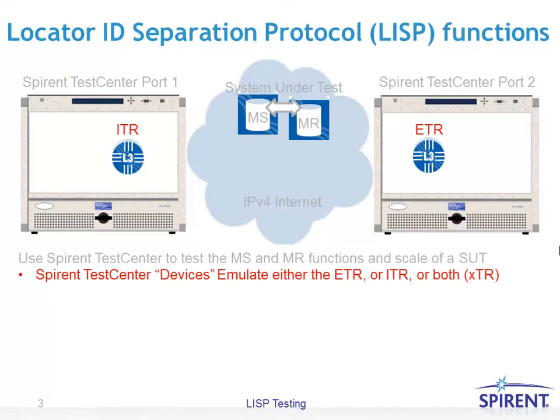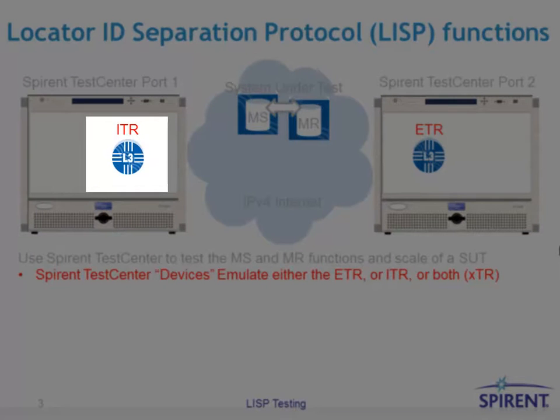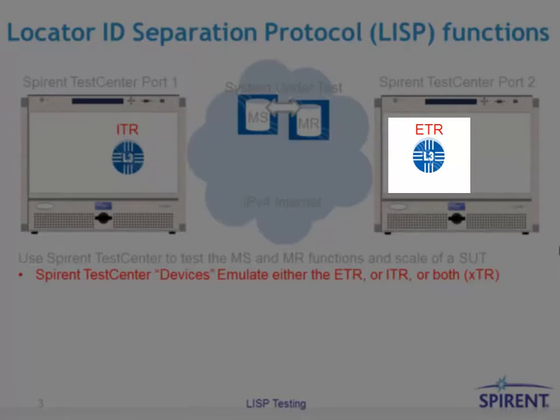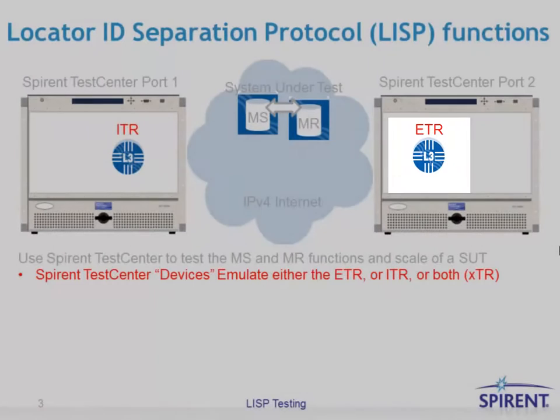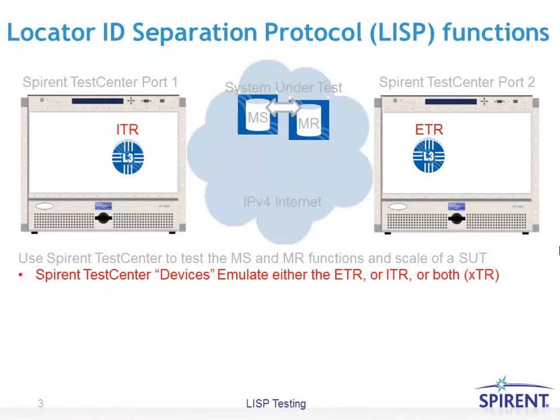Spirent TestCenter uses devices to emulate either the ingress tunnel router, egress tunnel router, or both. In this example, we're going to use a device on Spirent TestCenter port 1 to represent the ITR and a device on port 2 to represent the ETR. Hence, our traffic will be unidirectional from port 1 to port 2. The system under test is going to emulate the IPv4 internet, and we're going to emulate IPv6 sites behind our Spirent TestCenter ports.